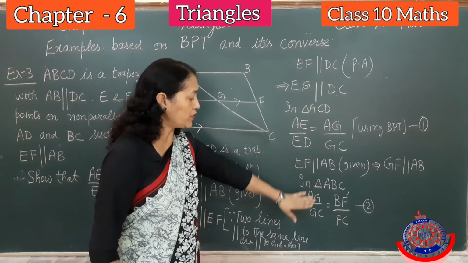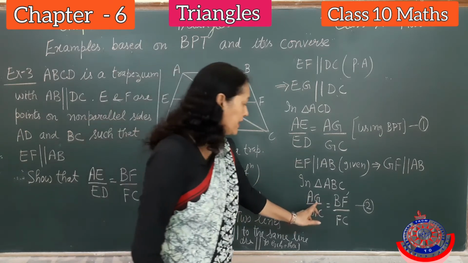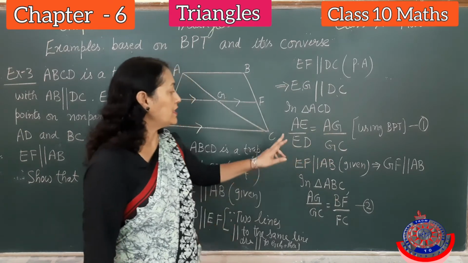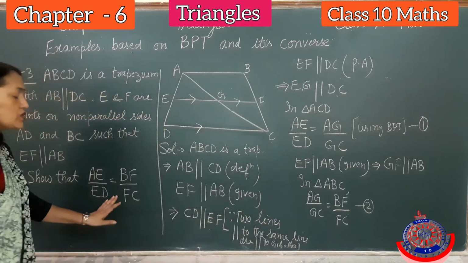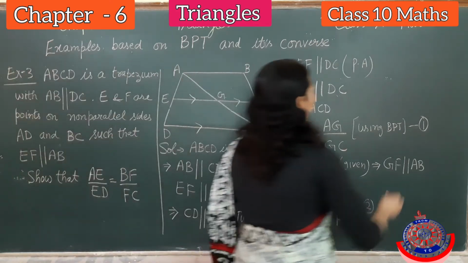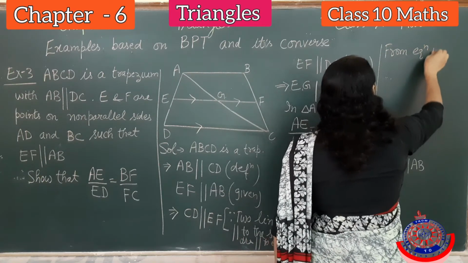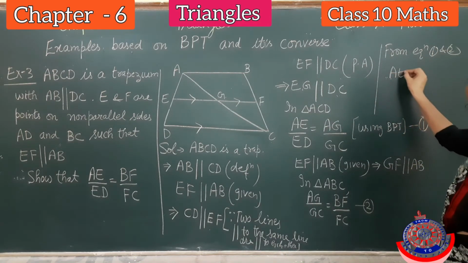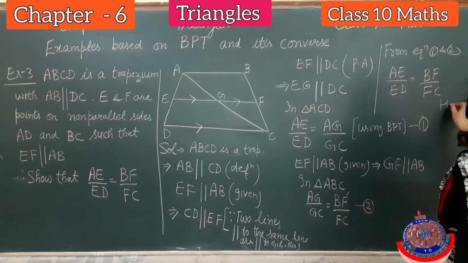Now if you compare the two equations, AG upon GC equals AE upon ED, and here AG upon GC equals BF upon FC. Therefore, what are we getting from the two equations? That AE upon ED is same as BF upon FC. This is what we wanted to prove. So from equation 1 and 2, we have obtained that AE upon ED is equal to BF upon FC, hence proved.